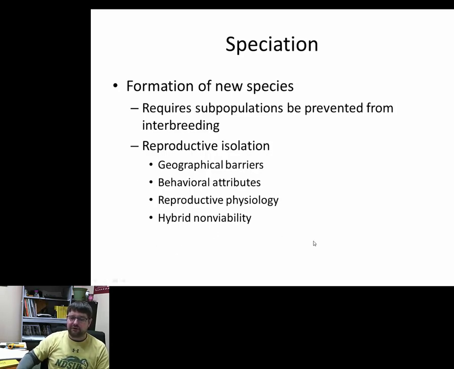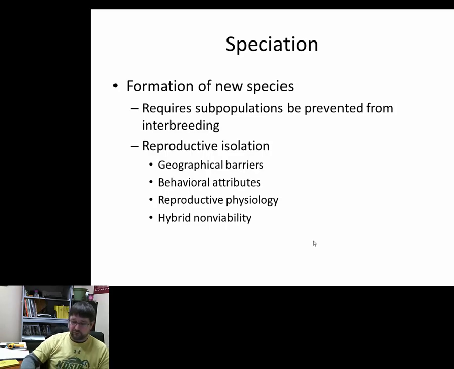And then you can get hybrid non-viability, which means that the sperm and egg might fertilize each other, but because of the difference in the number of chromosomes or size of chromosomes, you can get maladaptive individuals, or you can get individuals that are born that are sterile. Like a horse and a donkey producing a mule. Sterile individuals due to different sizes of chromosomes and different chromosome makeup, and they don't produce viable offspring.